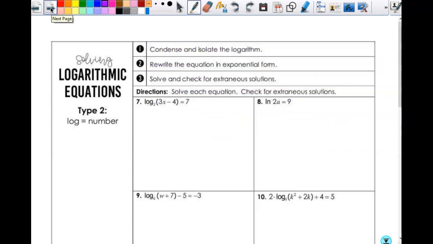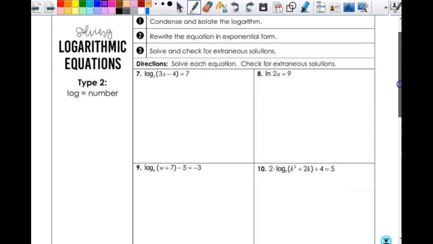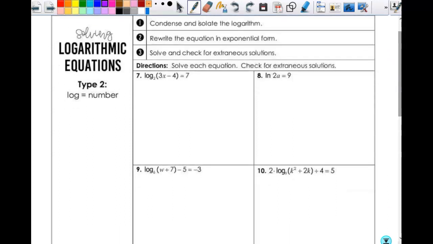So now we're going to solve logs when you have a log equals a number instead of a log equals a log. So you still condense as much as you can and isolate it, which means it has to be all by itself. Then we rewrite it in exponential form, and then we solve, and again, check for extraneous solutions. Anytime you solve a log, you have to check for extraneous solutions.